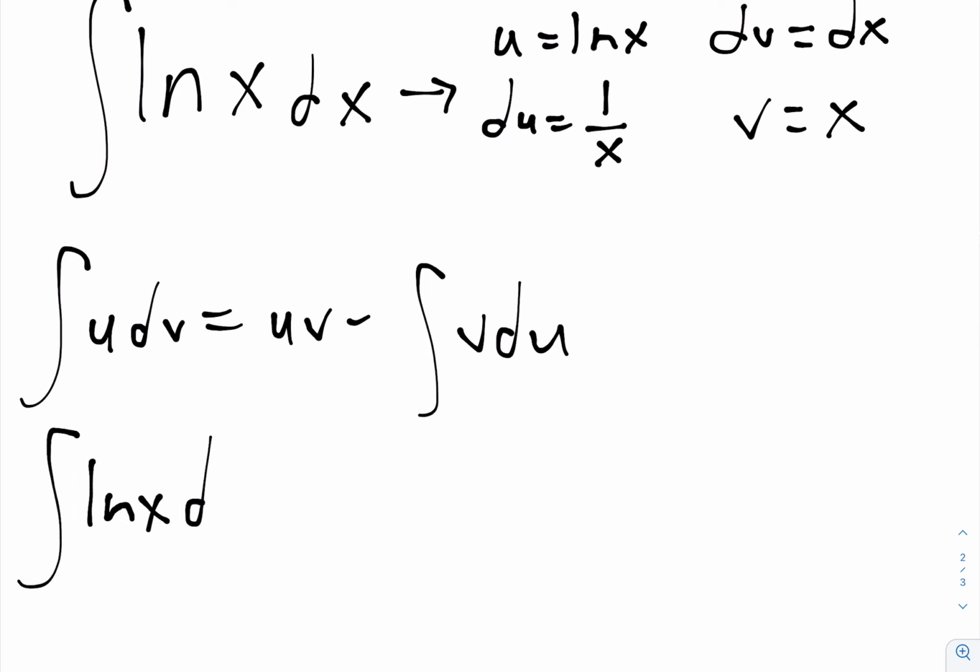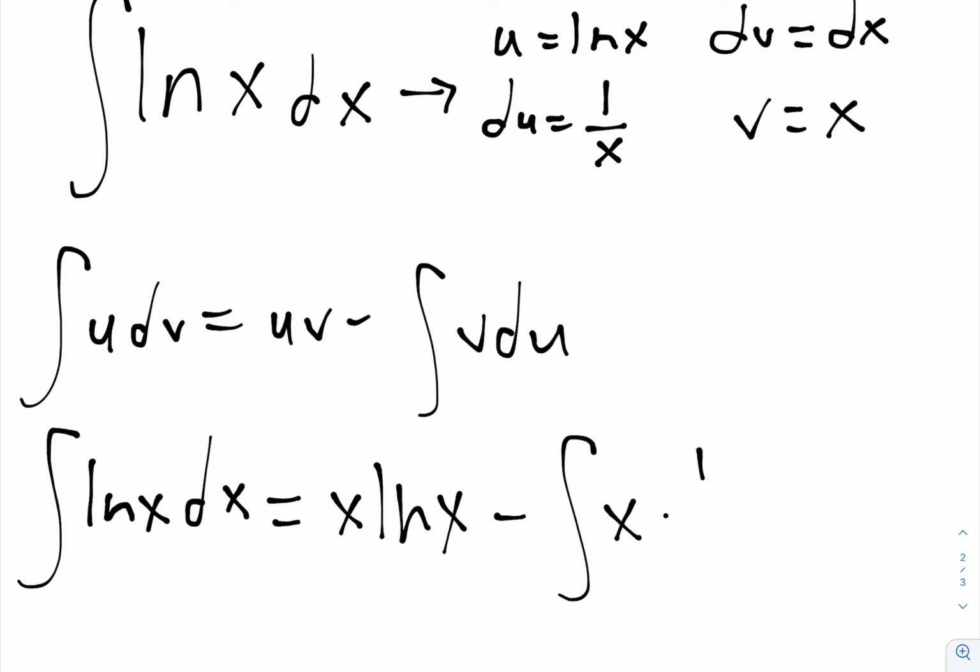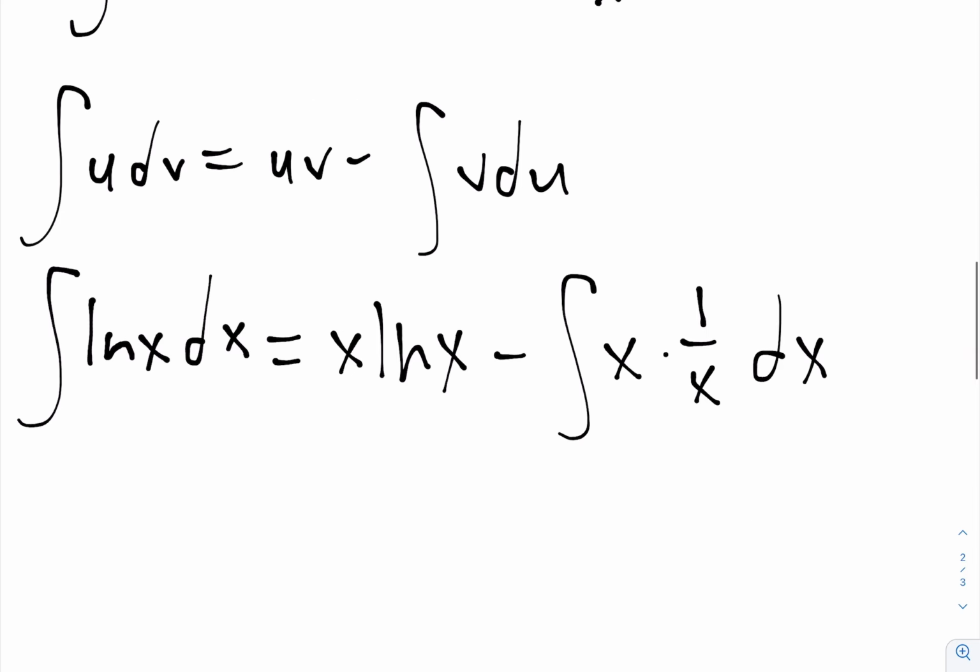So integral u dv is just integral ln x dx. And that's just what we're trying to do, right? The left side here is always going to be just what your question is. And then u times v, that's going to be x ln x. Okay, the integral's gone there, so that's good. Minus the integral of v du, well, v is x. Du is 1 over x, and that's my bad, I forgot the dx here, so this is going to be 1 over x dx.